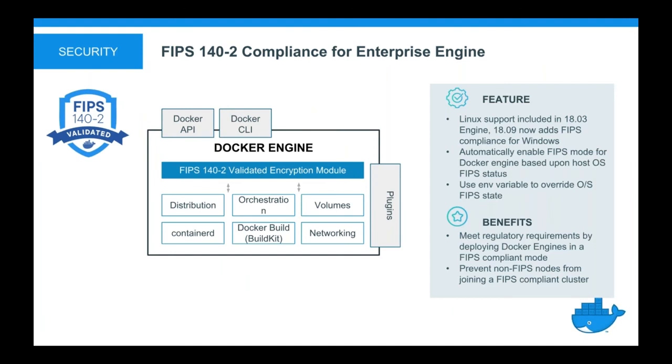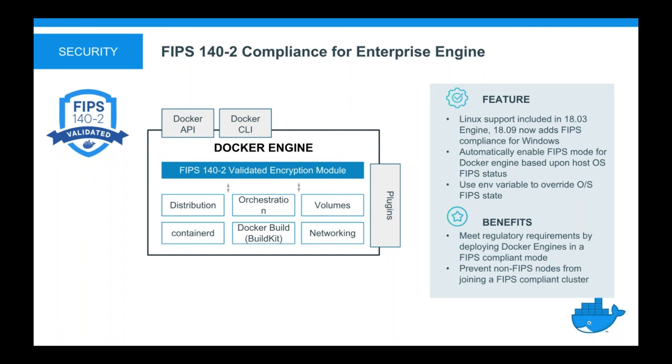And one of the key new things that was introduced recently is the FIPS 140-2 validation that we received from the US federal government. This is important in a lot of highly regulated industries because it's a process to validate the cryptography that we use inside Docker engine. And it has gone through the process and been validated so that it meets the minimum standard that is required by a lot of public sector organizations.